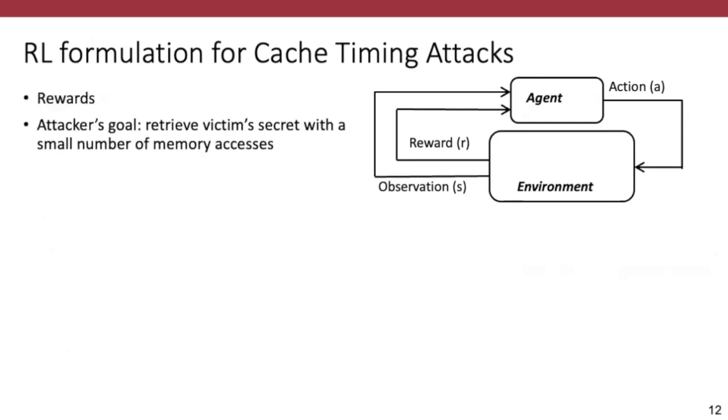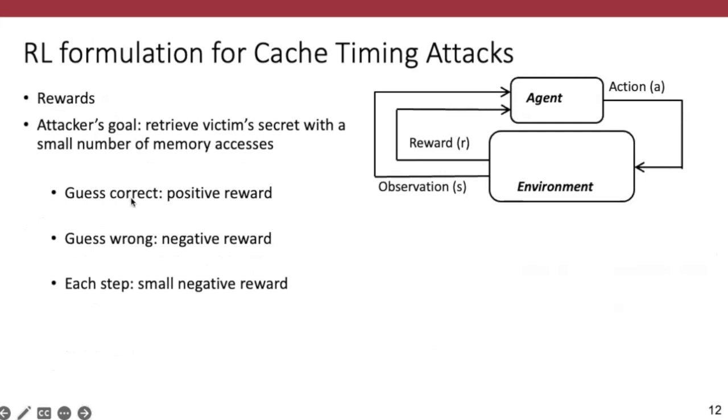In terms of reward, the attacker's goal is to retrieve the victim secret with a small number of memory accesses. So if the agent, in the end, can retrieve the secret or guess the secret correctly, we give a positive reward. If the agent guesses wrongly, we give a negative reward or penalty. And we also want to make the attack very efficient, to have high bandwidth, so we apply a small negative reward for each step. So we want the agent to optimize the number of steps needed for the attack.